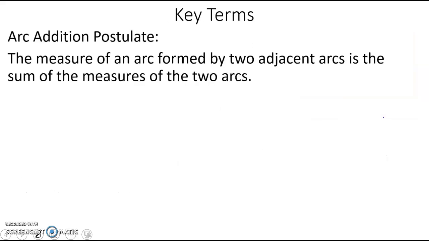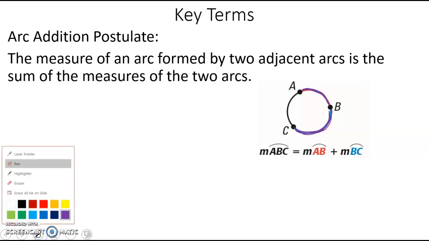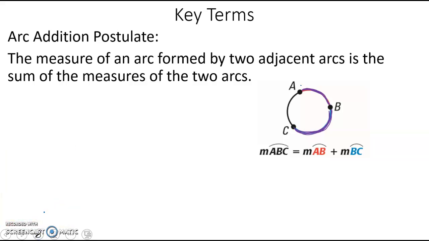The arc addition postulate says that the measure of an arc formed by 2 adjacent arcs is the sum of the measure of the 2 arcs. So here's just what we mean by that. Arc AB is adjacent to arc BC. It means it's next to it and there's no other points in between them. So the measure of this large arc, which will be in baby blue, here, ABC, would be simply adding up AB and BC.